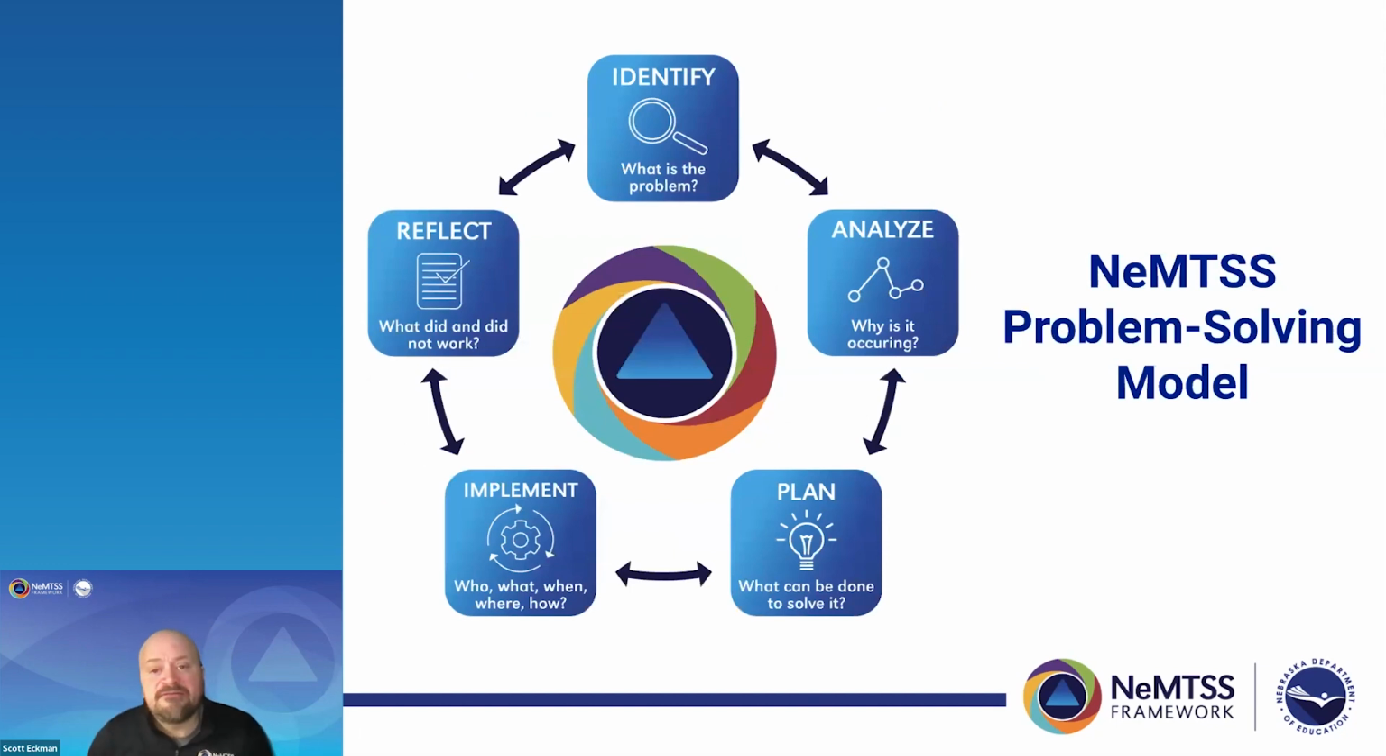So while teams may vary their language and approach to the problem-solving process and how they analyze fidelity measures and other data sources, the Nebraska MTSS framework guides teams around a 5-step process that can be utilized by your team. We will progress through the identify, analyze, plan, implement, and reflect steps of the model and provide you with guiding questions and tips for effective data analysis and planning in the following slides.